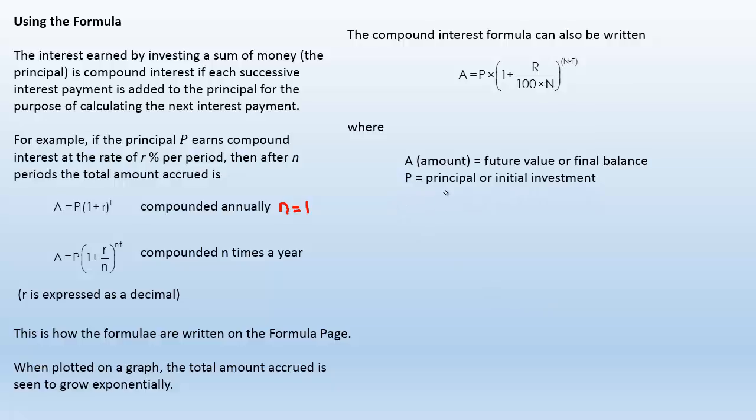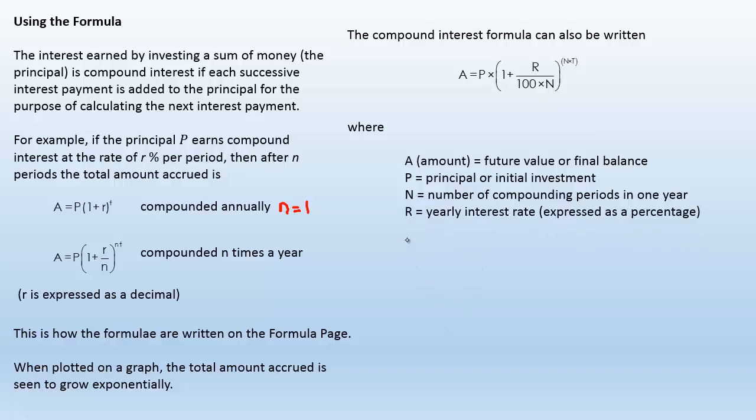P, as usual, is the principal amount. That's the amount that you invest initially. N is the number of compounding periods in 1 year. So if we compound quarterly, as we mentioned over here, n would be equal to 4. If you compound daily, then n would be 365. R is the yearly interest rate, expressed as a percentage here. Remember, over here we need to express it as a decimal. And t is the number of years.